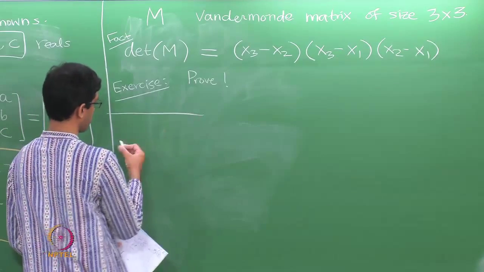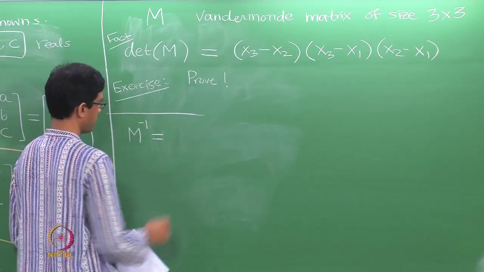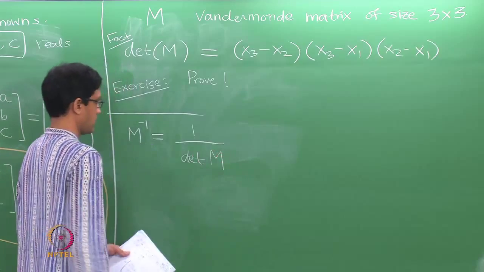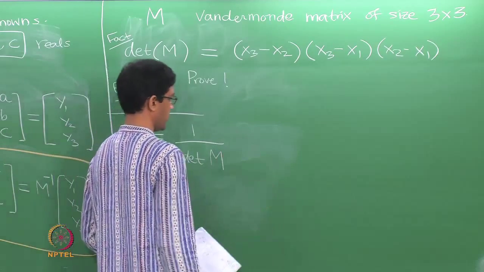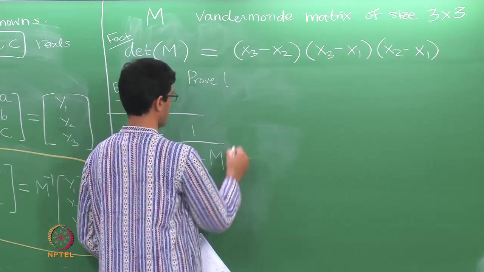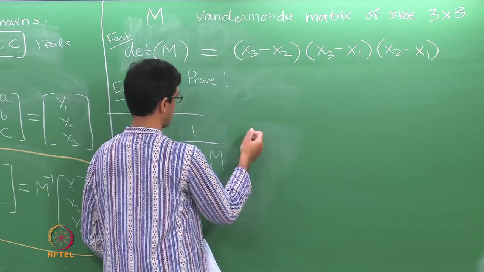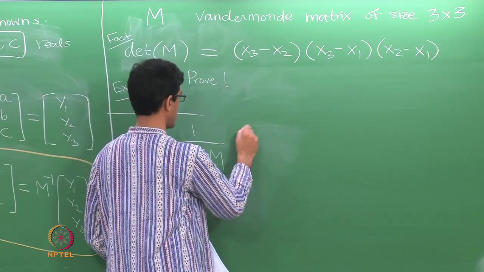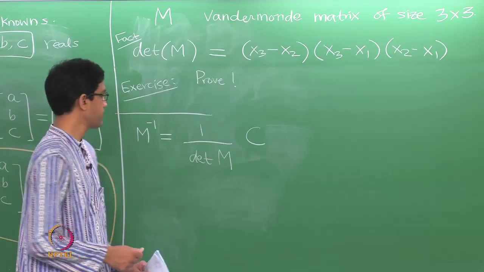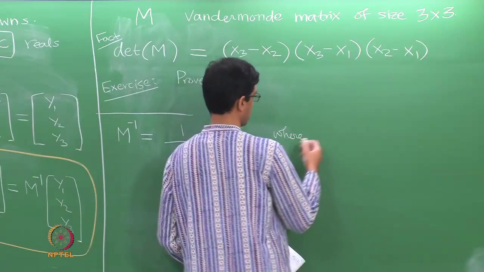So the prescription for the inverse is the following. How do we compute M inverse? M inverse is, as before, 1 by the determinant times another matrix. Now this matrix is sometimes called the cofactor matrix, or the adjoint. Let's call it C for now. So it's 1 by determinant times a matrix C, where C has the following description.